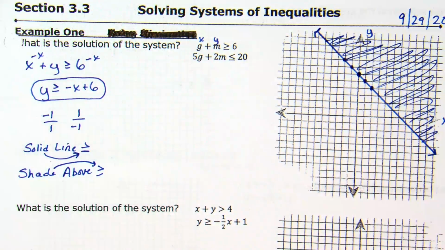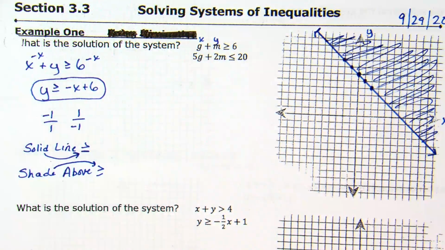Again, it's harder for me to do a light shading when I'm using ink pen, but I'll change colors. And notice, I shaded that whole upper corner, didn't I? I didn't just shade right along the line, but I shaded that whole upper corner of the graph. So far, so good. Okay.